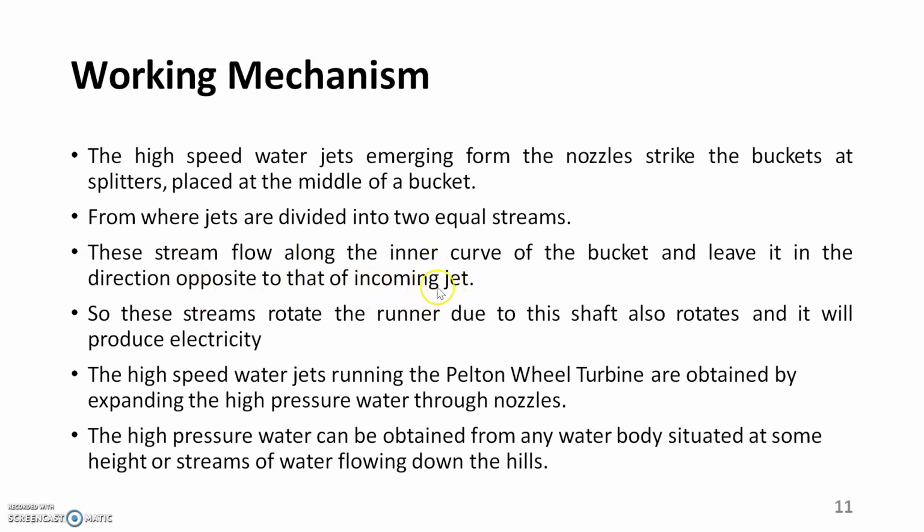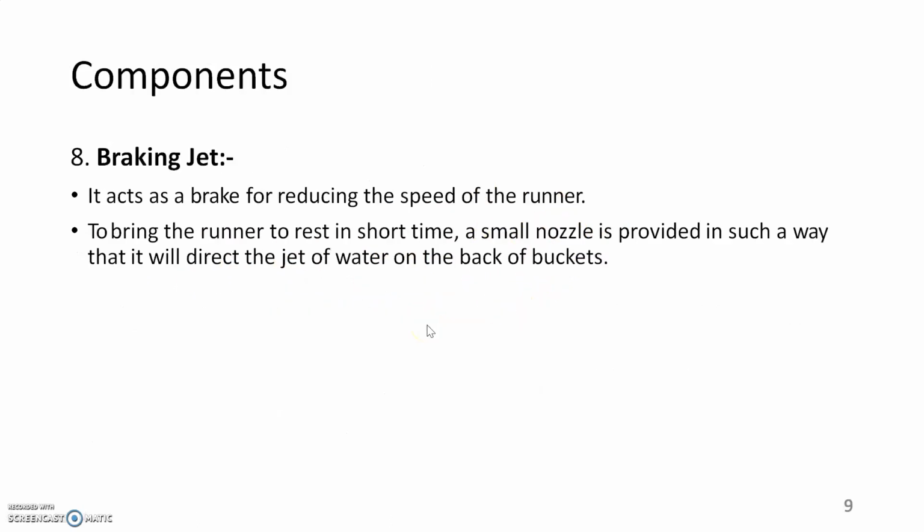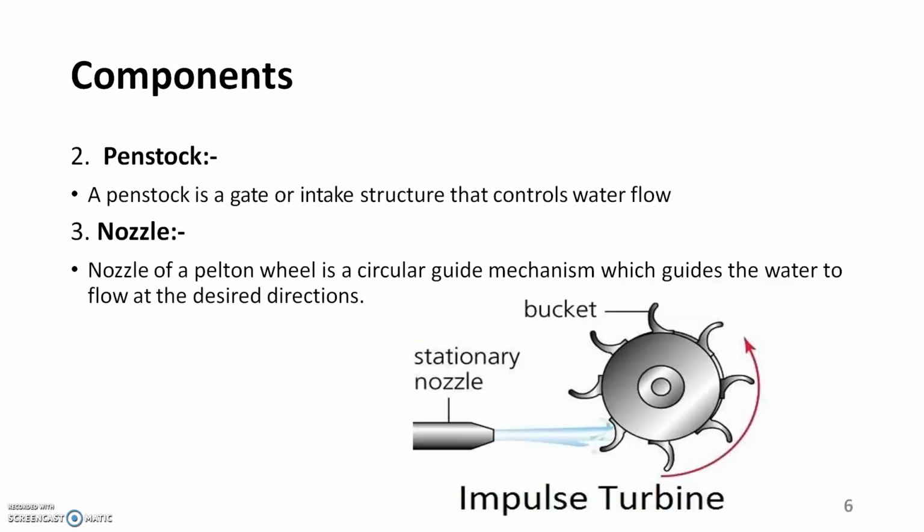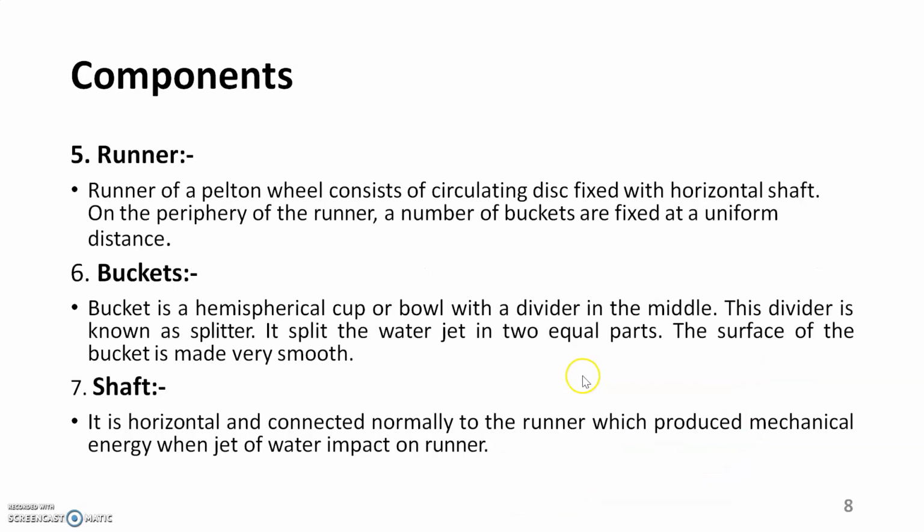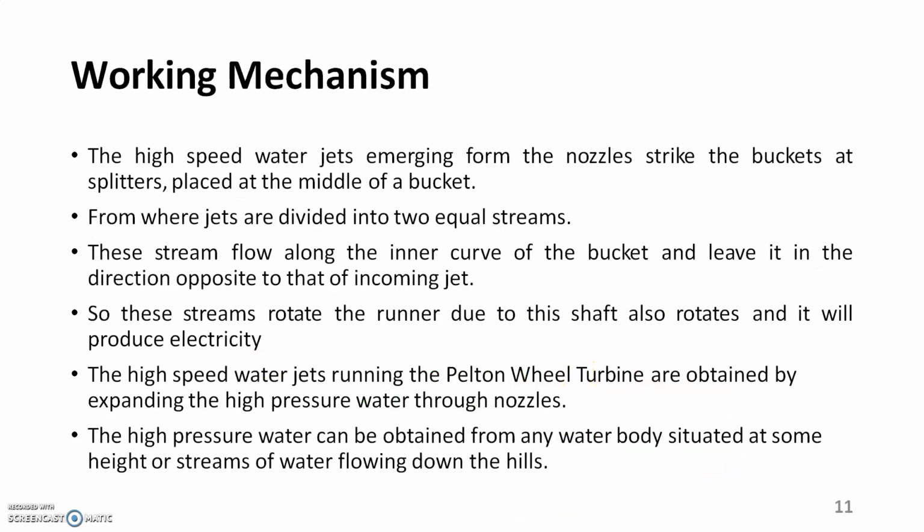These streams flow along the inner curve of the bucket and leave it in the direction opposite to the incoming jet. Obviously, when the water strikes here, it will go through this side and this side, right? So it will come out in the opposite direction. These streams will rotate the runner. Due to this, the shaft also rotates, and that will produce electricity.